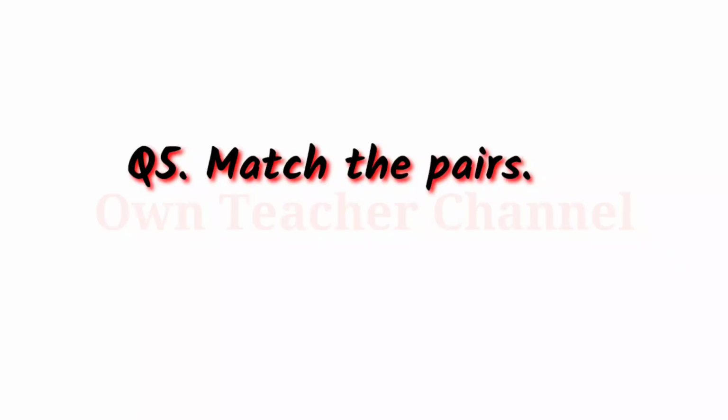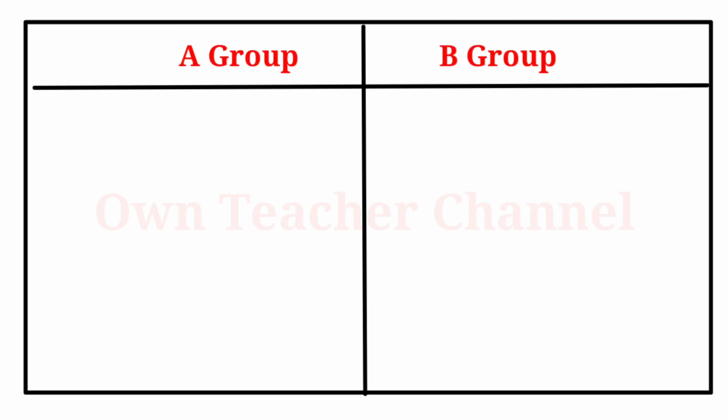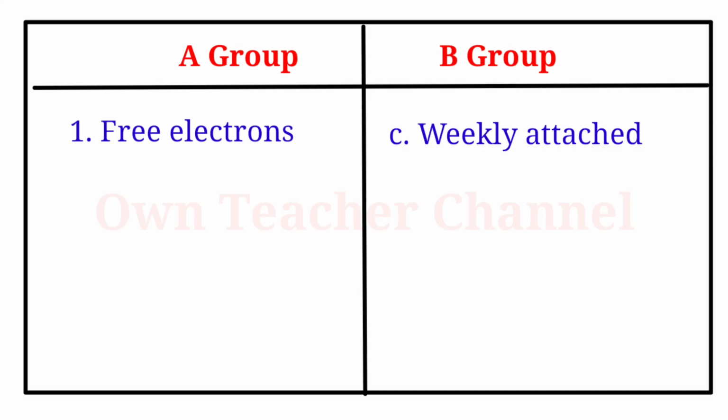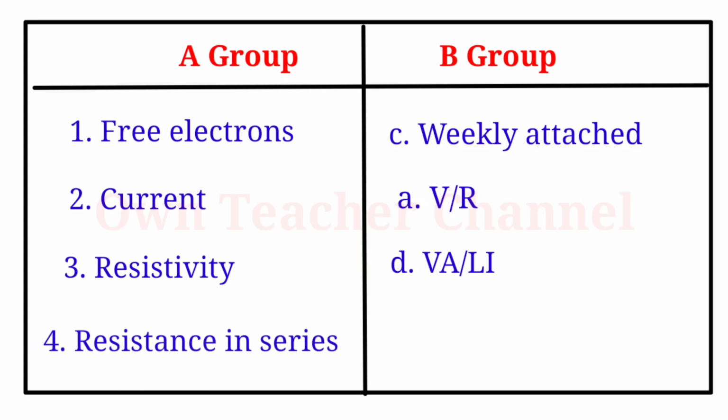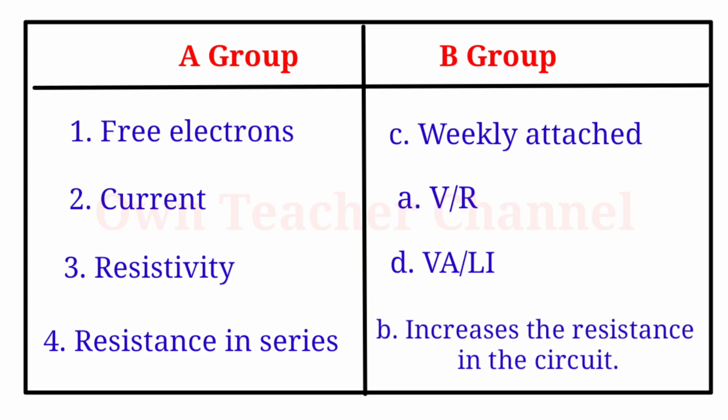Question 5. Match the pairs. Direct answers are given. 1. Free electrons. Answer is C, weakly attached. 2. Current. Answer is A, V upon R. 3. Resistivity. Answer is D, RA upon L. 4. Resistance in series. Answer is B, increases the resistance in the circuit.